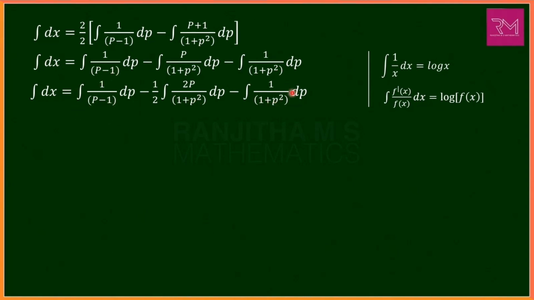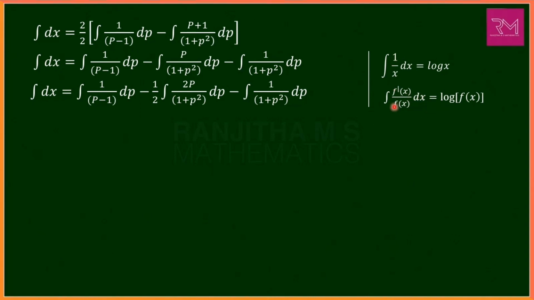We also know that integration of 1 by 1 plus x square is tan inverse x. Here this is of the form integration of f dash of x by f of x into dx. The function is in the denominator and its differentiation is in the numerator, that is, 1 plus p square is f of x. If we differentiate this value, we get 2p, so we can take it as log of f of x. This is a formula of integration of f dash of x by f of x into dx.